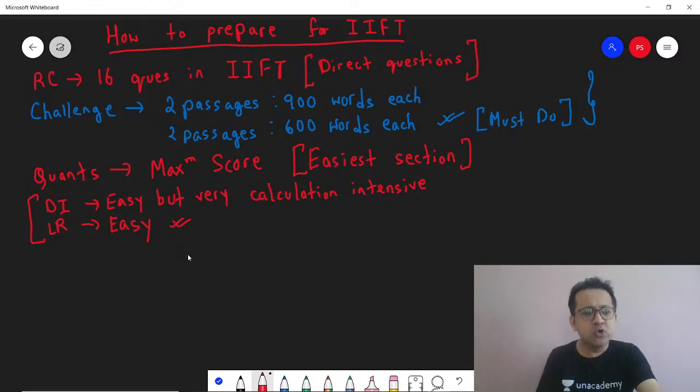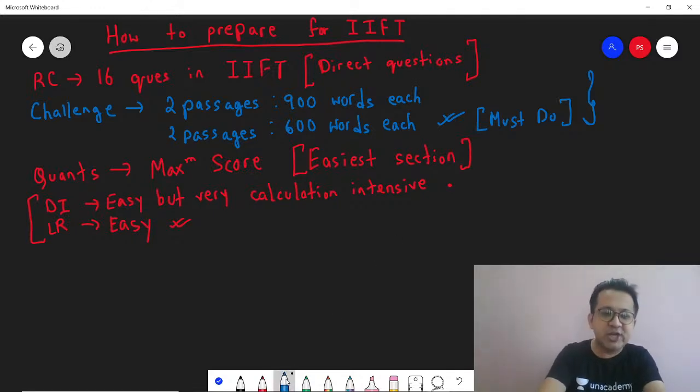I would say do not spend too much time on DI. Probably try to solve one set at the max and then go to the next section, quants, for that matter, VRC. And last, if time permits, you can come back and solve a few extra DI sets.